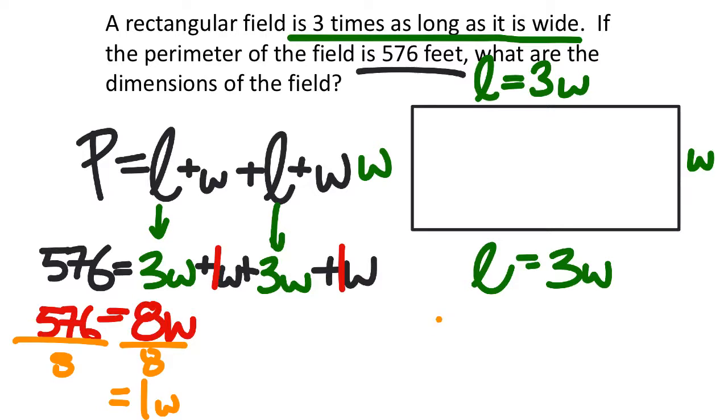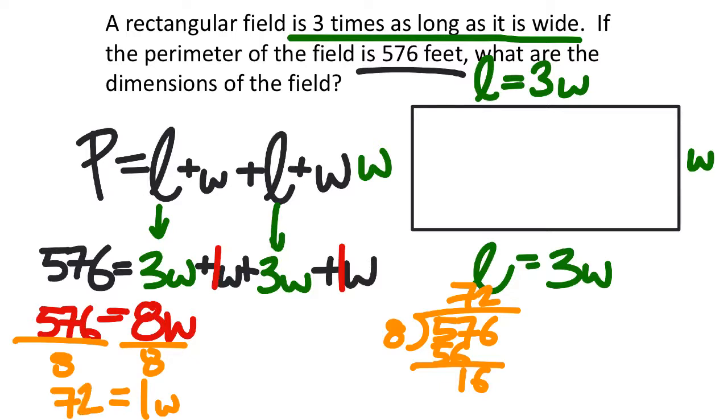So we'll use long division here. 576 divided by 8, that'd be 72. Now this is a word problem, so we're going to have to label that. The width, where am I going to write that? No, we'll write it here. Width is 72 feet.